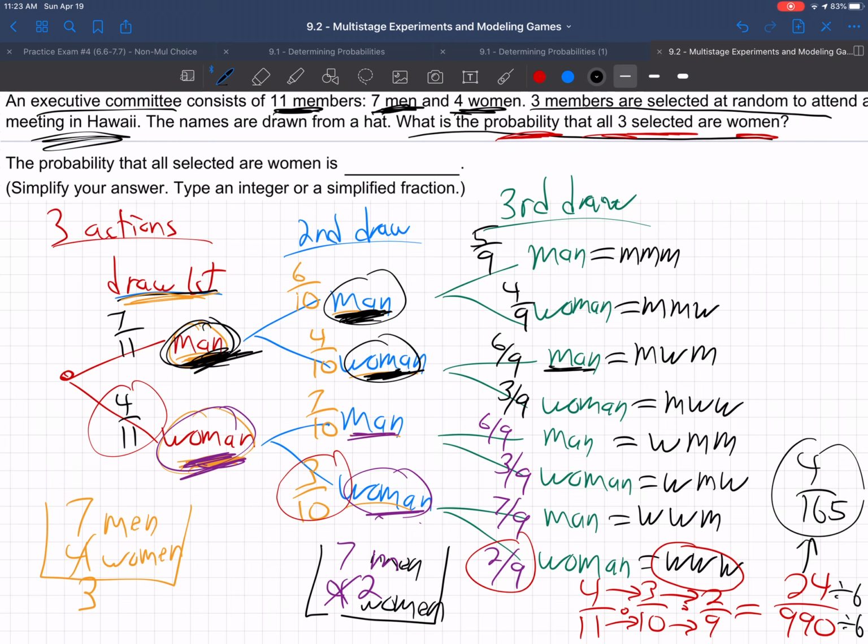That's the probability you're going to get 3 women names out of that hat for the people going to Hawaii. When you select 3 names out of the hat that originally started with 7 men and 4 women, the chance of woman the first time is 4/11, and then that leaves 3/10, and then 2/9. Multiply those together, woman, woman, woman: 4 out of 165, not very likely you're going to get 3 women names.